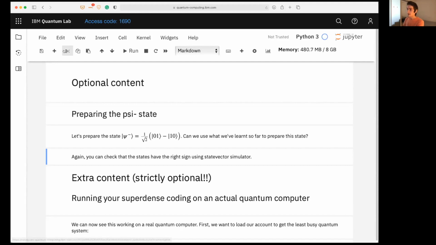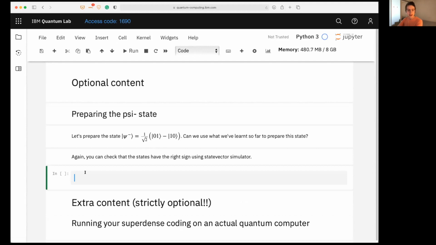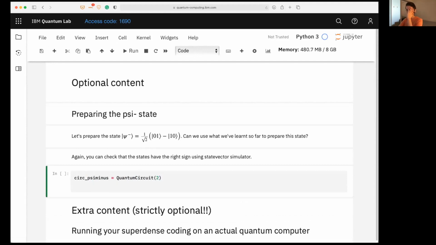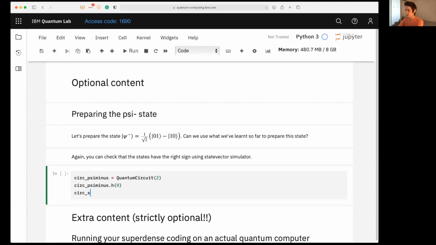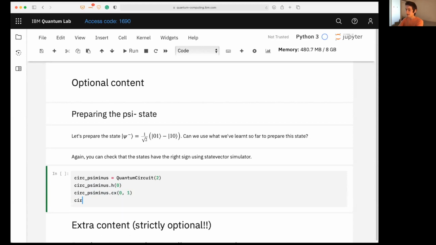I'm going to give myself a code block here and create a circ psi minus quantum circuit with 2 qubits. We're not going to do any measurement here. I just want to check that the circuit we came up with earlier really does do what we need. So I'm going to do circ psi minus dot h on the first qubit. You should be getting used to this particular sequence of commands by now, h and then a C0 gate. Then I'm going to do circ.draw to check where we're at so far.